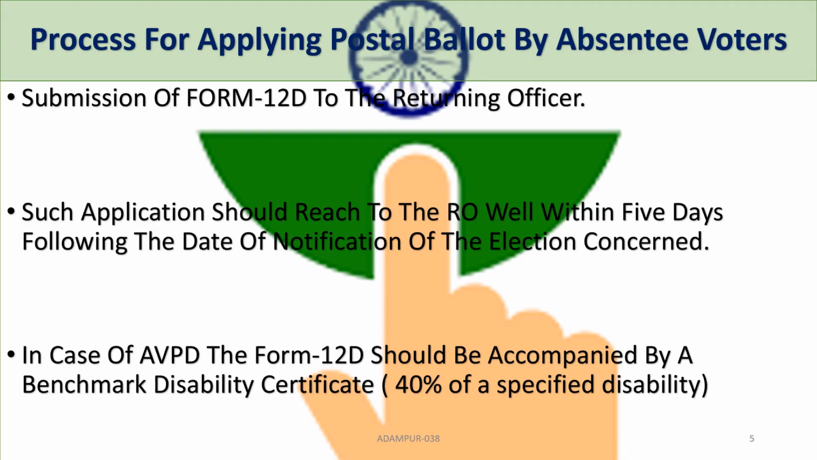Process for applying for a postal ballot by absentee voters. Submission of Form 12D, which is just an application to the Returning Officer for the issuance of a postal ballot. Such applications should reach the Returning Officer within 5 days following the date of notification of the election concerned. In case of AVPD, the Form 12D should be accompanied by a benchmark disability certificate, which is 40% of a specified disability.